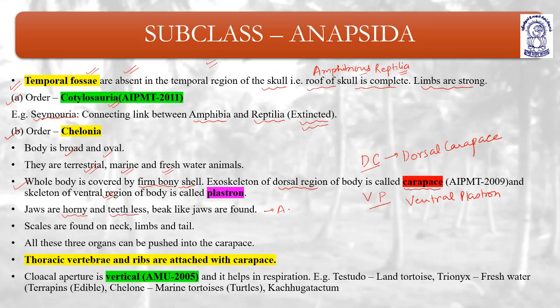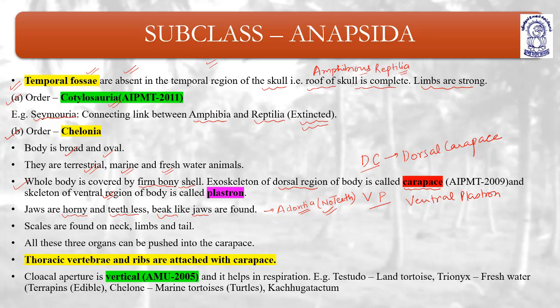So they basically don't have any teeth. That's why the term is adontia, no teeth. Beak-like jaws are found. The jaws are basically beak shaped. Jaws are horny, they don't have any teeth, meaning adontia, and the beak is modified into jaws.